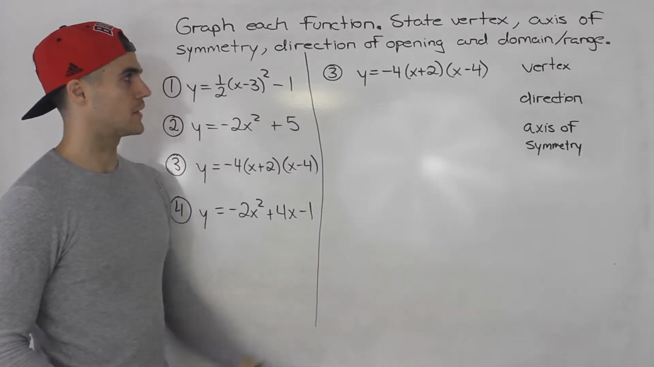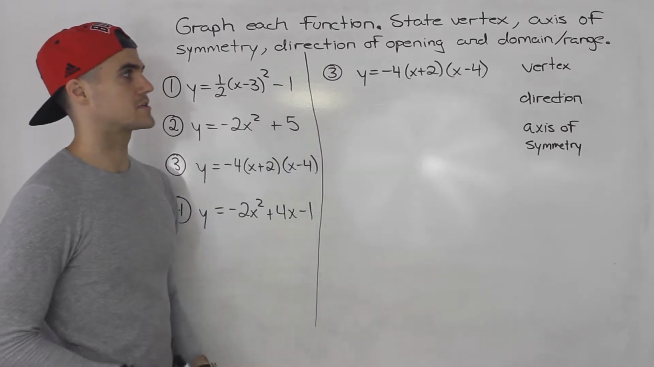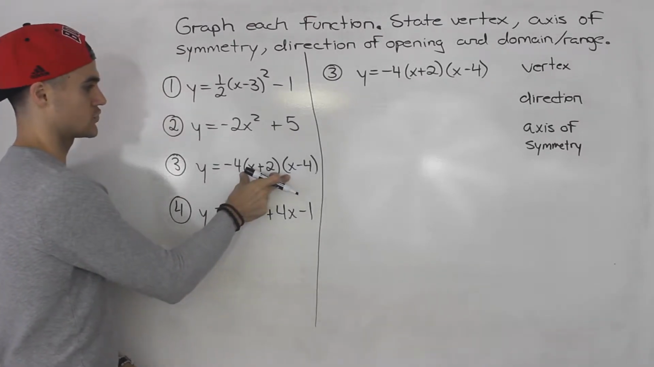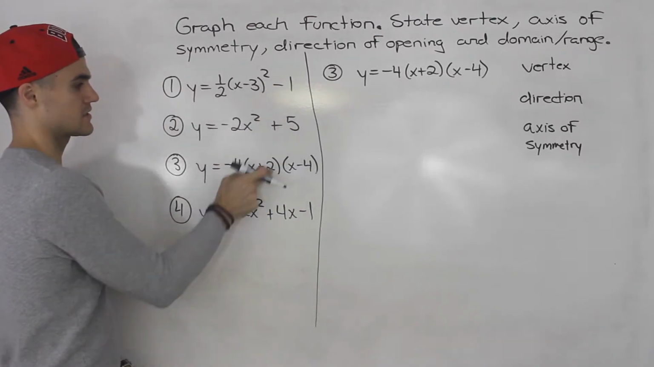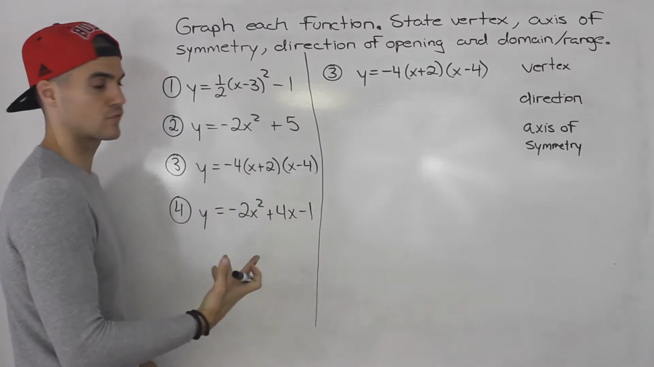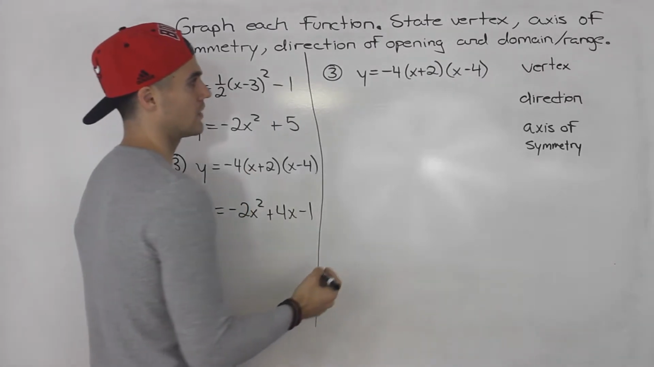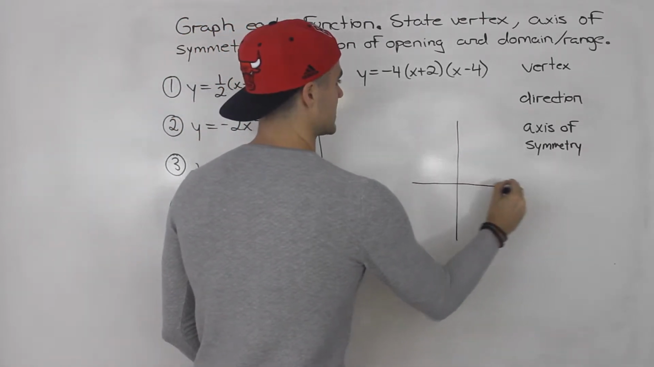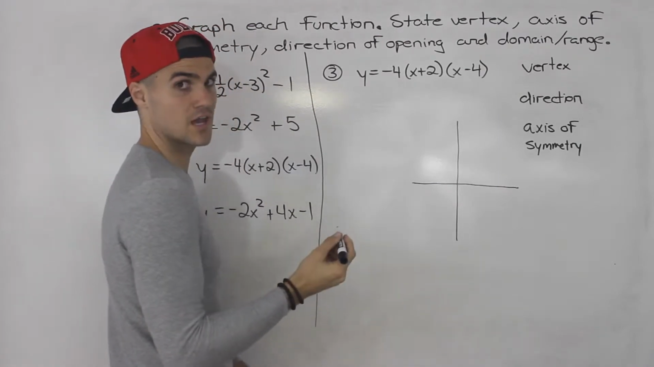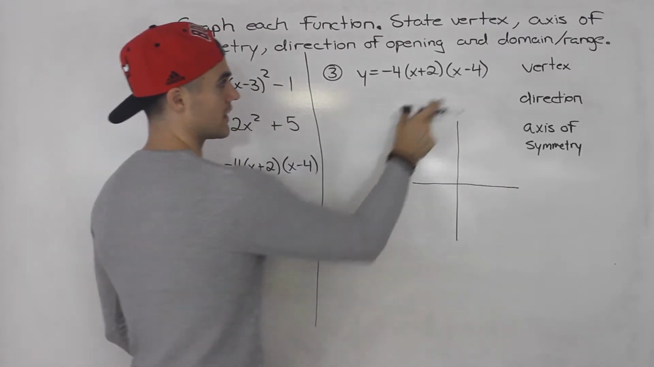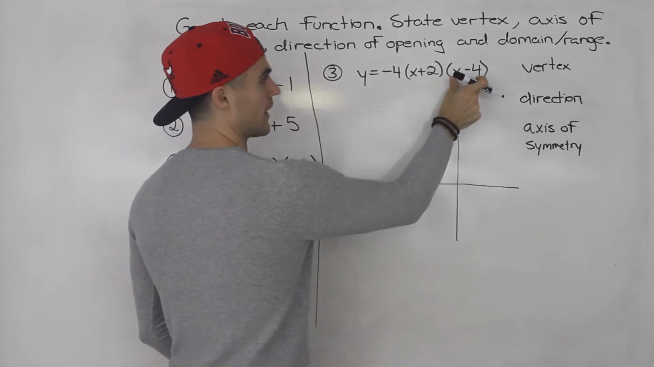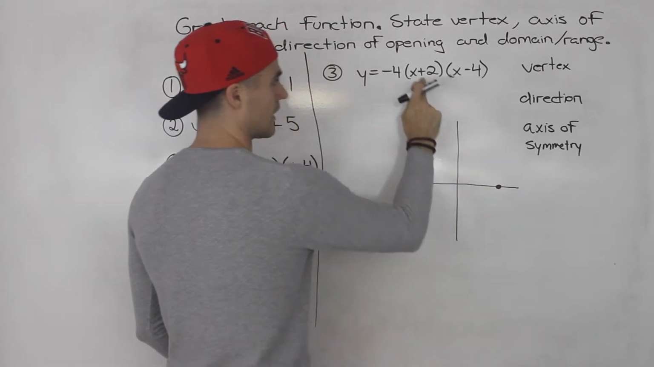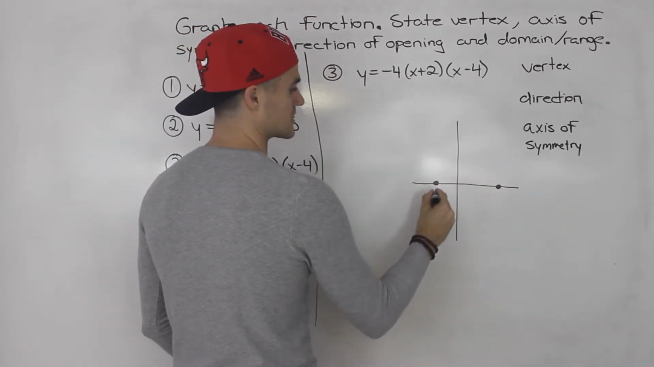Moving on to number 3, we got y is equal to -4(x plus 2)(x minus 4). So notice that this quadratic is different than these two because this one here is in factored form. And when a quadratic is given in factored form, what's easiest to get is the x-intercepts. So the x-intercepts you get from the factors. So x minus 4, that would give us an x-intercept of positive 4. And then x plus 2, that would give us an x-intercept of negative 2.